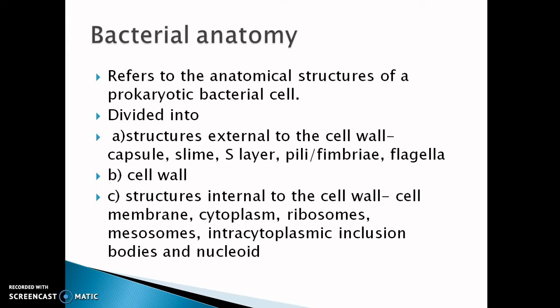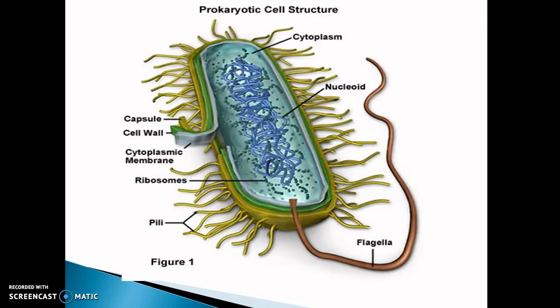We can divide the anatomy into two: structures external to the cell wall, which include the capsule, slime, S layer, pili or fimbriae, and flagella; and the cell wall, and also the structures which are internal to the cell wall, that is the cell membrane, cytoplasm, ribosomes, mesosomes, all the intracytoplasmic inclusion bodies, and of course the nucleoid. So this is a typical ultrastructure of a prokaryotic bacterial cell.